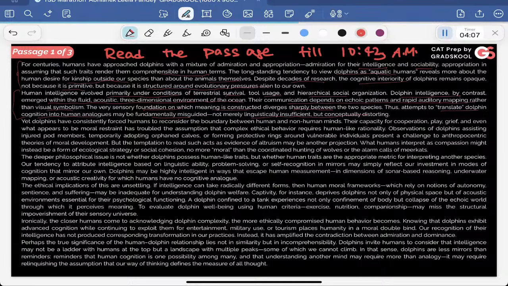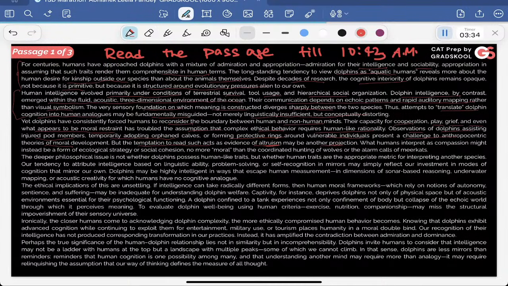Yet dolphins consistently force humans to reconsider the boundary between human and non-human minds. Their capacity for cooperation, play, grief, and even what appears to be moral restraint has troubled the assumption that complex ethical behavior requires human-like rationality. Observations of dolphins assisting injured pod members, temporarily adopting orphaned calves, or forming protective rings around vulnerable individuals present a challenge to anthropocentric theories of moral development. But the temptation to read such acts as evidence of altruism may be another projection.